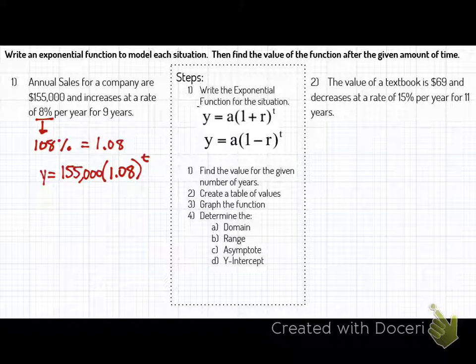Okay, number 2. Number 2, the value of a textbook is $69 and decreases at a rate of 15% per year for 11 years. Any college-going people here? Who's going to go to college? Okay, so we got a few people. Okay, let me call on someone else. Olivia. Okay, Olivia's going to go to college, okay?